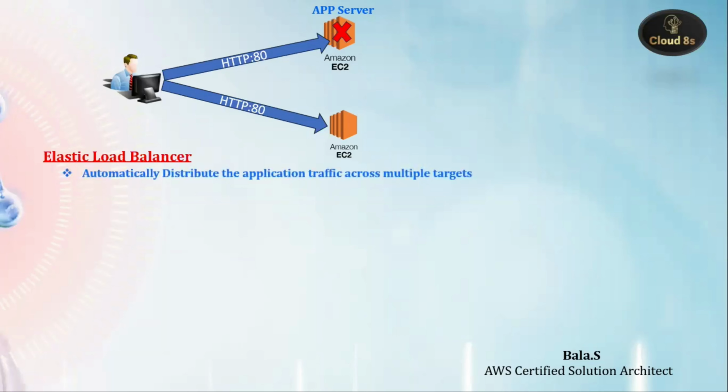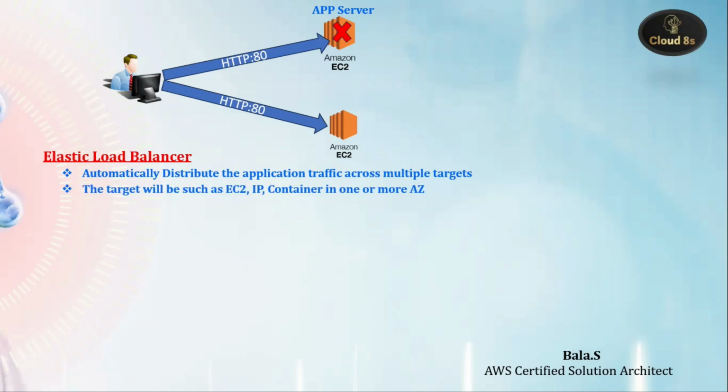Elastic Load Balancer means nothing but it automatically distributes the application traffic across multiple targets. That means if any one of the EC2 instances fails, the user can still access the application using the Elastic Load Balancer. In the backend, it is connected with multiple targets, so it will provide the content.